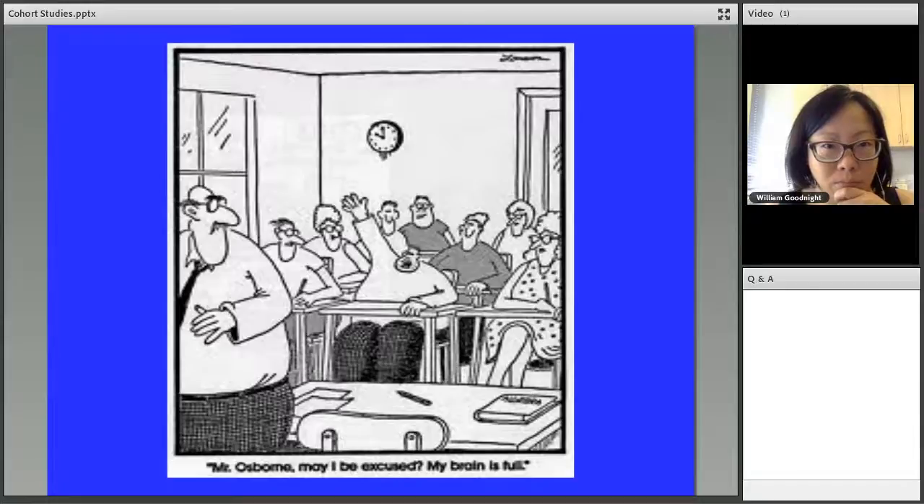How certain are you of the exposure? And that the unexposed group really didn't have the exposure. And then again, same thing with your outcomes. How do you know somebody had the outcome? How sure are you of the outcome?